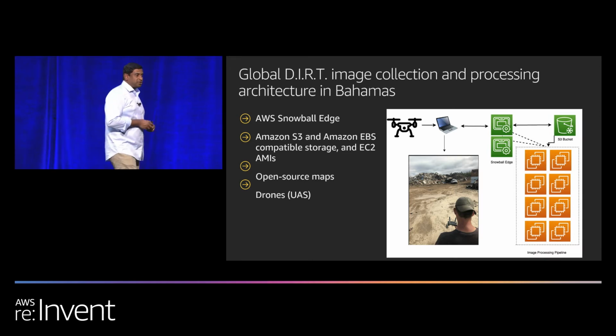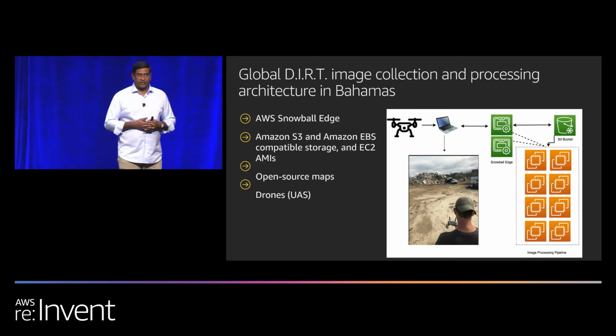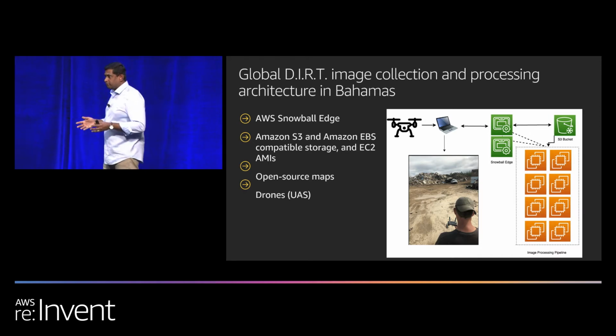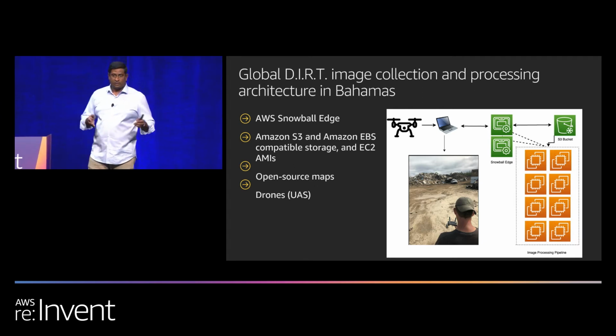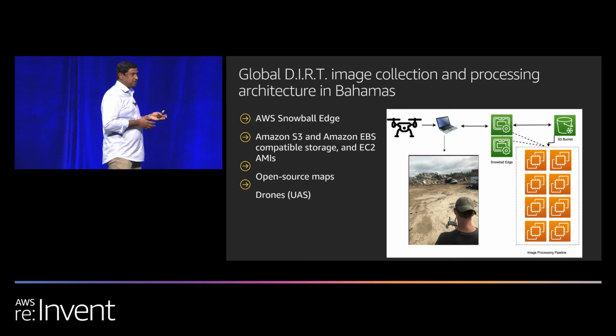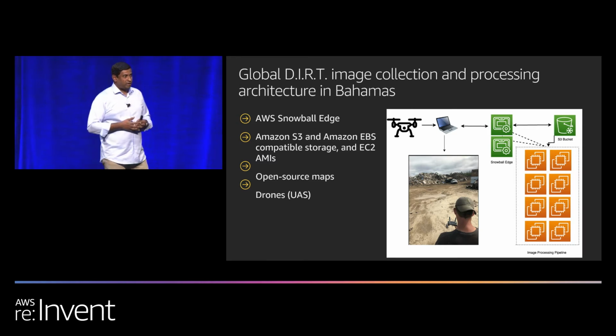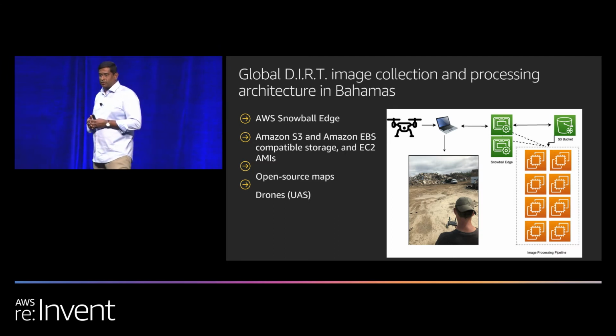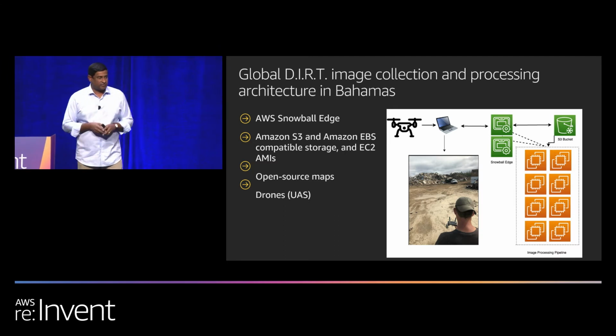So 2 Snowball Edge compute optimized devices were selected for their compute capability. They were provisioned with the image analysis software before the devices were shipped to the Bahamas. A computer with a tool helped take the aerial images captured by the drones from their SD card and copy them to the S3 storage on the Snowball Edge device. And then the image application software running on the Snowball Edge device could carry out the analysis of the aerial images.